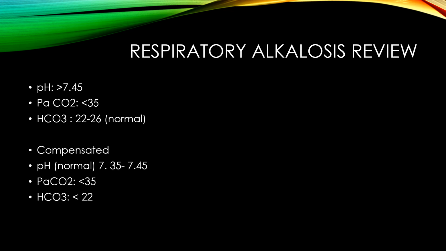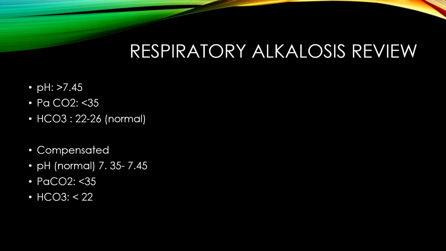Now, let's review all of that real quick. So, in review of respiratory alkalosis, remember that the pH is going to be high, 7.45 or greater, and this is because there's not a lot of acid in the blood. The PCO2 is going to be low, and this is because we've blown off all of that CO2 and we've decreased the amount that was available to make the carbonic acid.